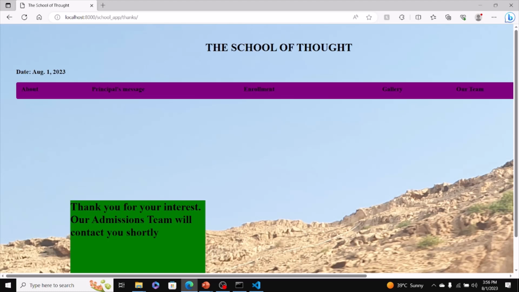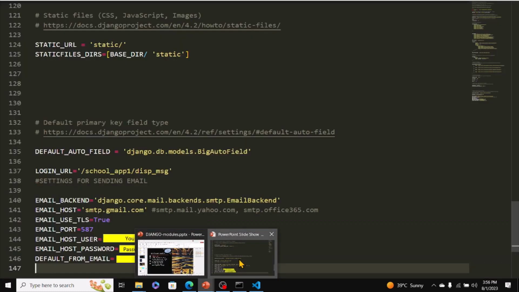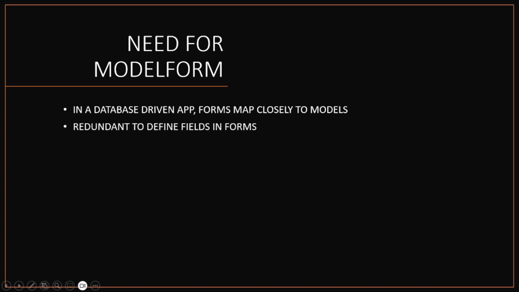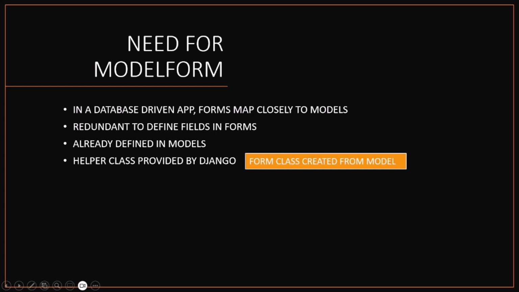Right. Now let's talk about the need for the ModelForm class. In every web application that is database driven, the form fields map very closely to the model fields as we have seen in our own application, right? It's redundant therefore to define form fields because they're already defined in the models. So Django provides us with a helper class that allows us to create the form class from the model.